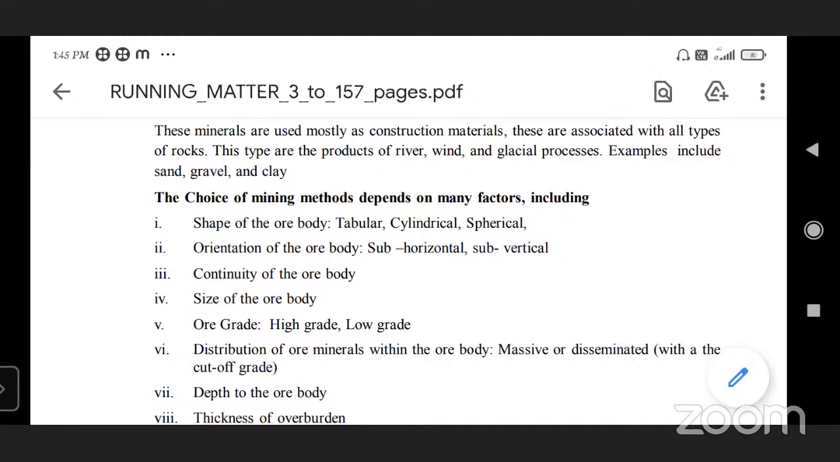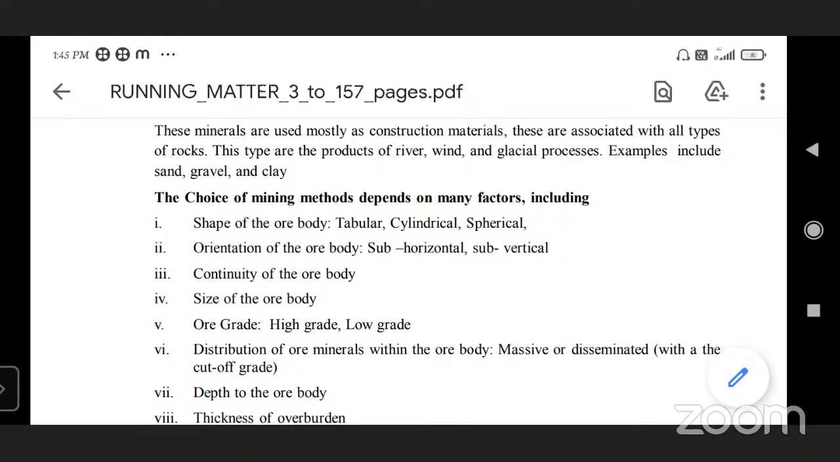And ore grade. What is the grade of that ore body? Is it high grade or low grade? Depending upon the metal concentration in the ore mineral, we can calculate whether the ore body is high grade or low grade. It depends upon the concentration of metal or non-metal present in it. So that is the grade.